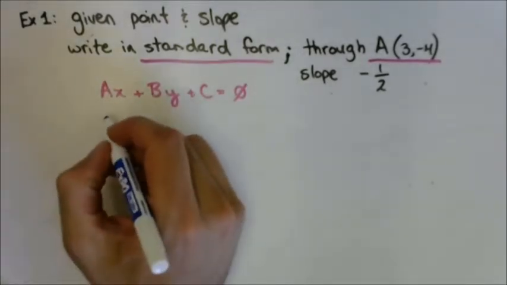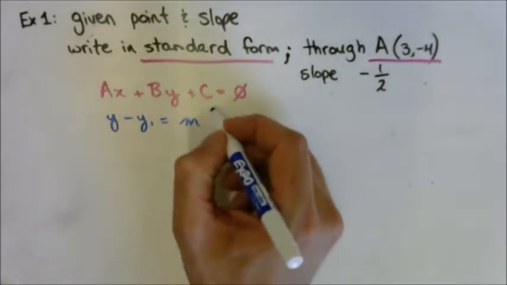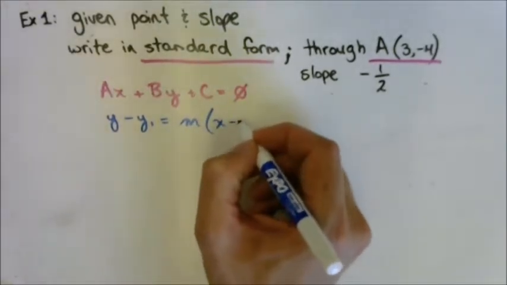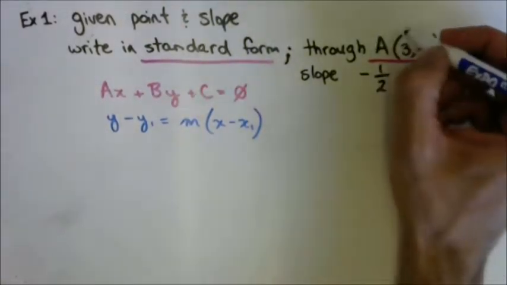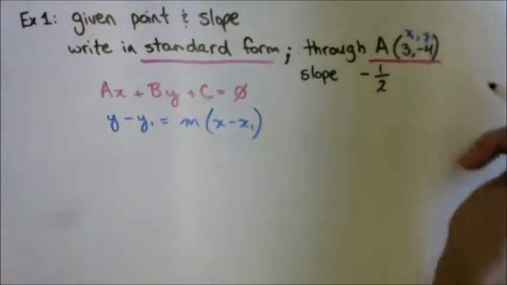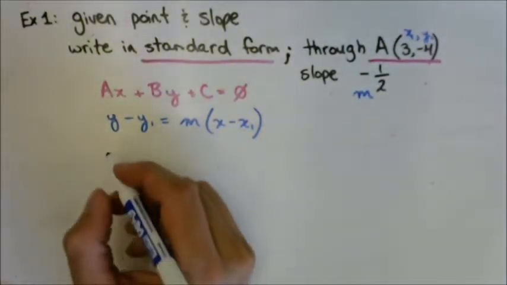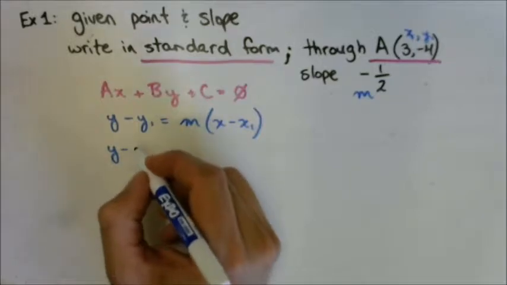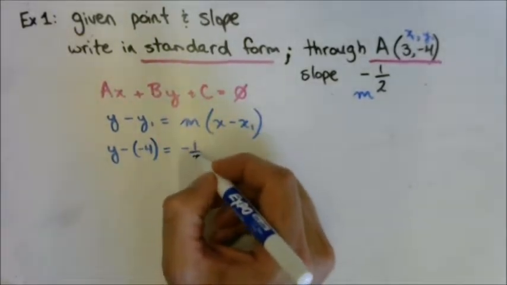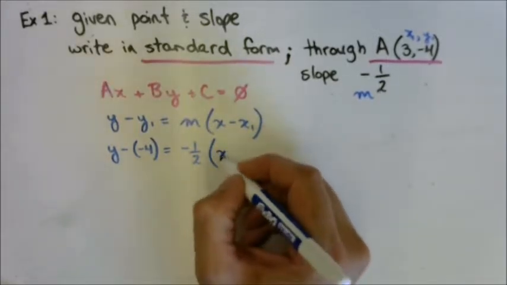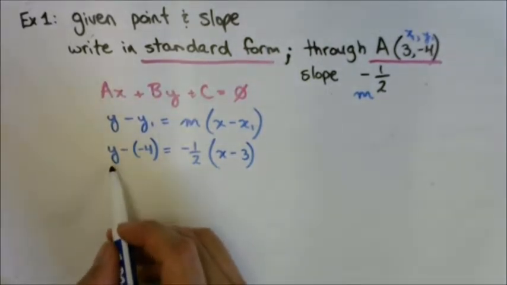So I'll write my point slope form. Y minus y1 is equal to m times x minus x1. I'm given the point A. That's going to be my x1, y1. And I'm given the slope. That's going to be my m. So I'll sub in what I know. Y minus -4 is equal to -1/2 times x minus 3.